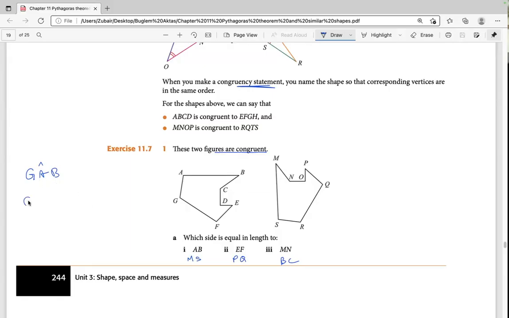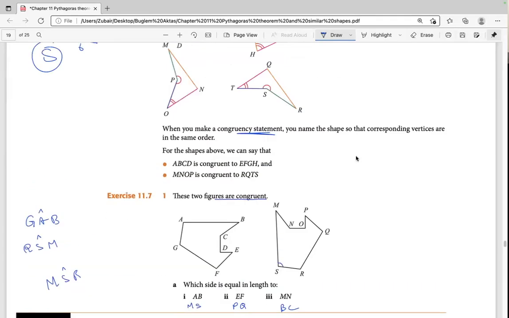RSM. Okay, RSM. If someone says MSR, what would you say? It's still correct because it's still the S. The angle is correct, but the order is not. You name the shape so that the corresponding vertices are in the same order.